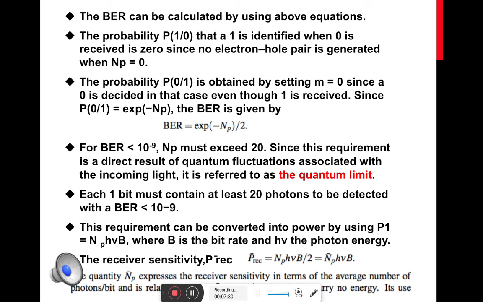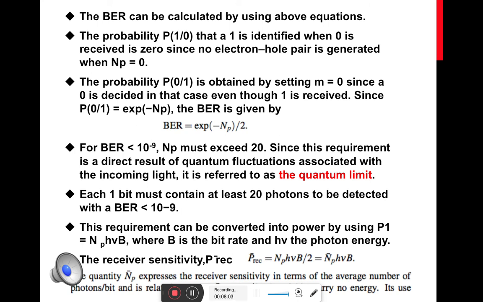So for the bit error rate to be less than 10 raised to minus 9, NP must exceed 20. This requirement is a direct result of quantum fluctuations associated with the incoming light, and that is referred to as the quantum limit. So each one bit must contain at least 20 photons to be detected with a bit error rate of 10 raised to minus 9. This is a standard requirement, and that is called the quantum limit.